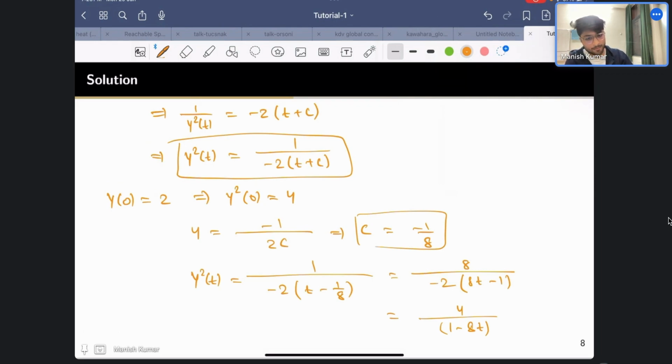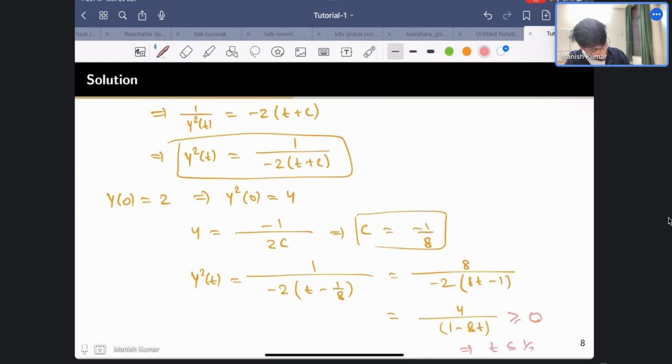Yeah. So from here you see this y square. We can verify, we have used the ODE to get till here. So from here we'll get y of t, the square root of this, plus minus of whatever we have. But we know that y square is non-negative, so this would imply this is non-negative, and this gives you some restriction on t. So 1 minus 8t is greater than or equal to 0, and this will give you t less than or equal to 1 by 8.